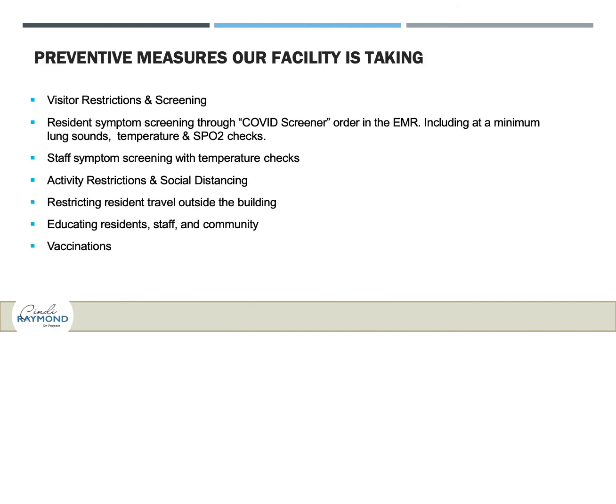Okay, so what do we as a facility do to prevent COVID-19? We previously had COVID visitor restrictions, but those recently have been lifted. We audit our residents every shift for any symptoms. We audit our staff, screen them with temperatures and questionnaires upon their arrival for their shift. We have activity restrictions, social distancing, restricting resident travel outside the facility, but that has also changed in the last few months. Now they are able to come and go as they please. We educate residents, staff, and the community, and we also encourage the vaccine.